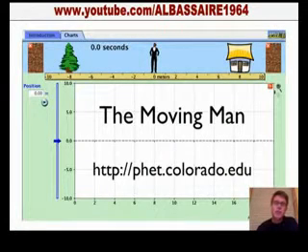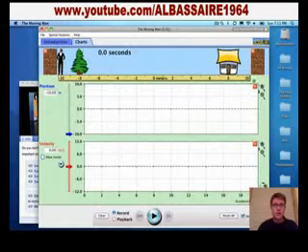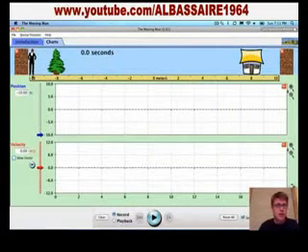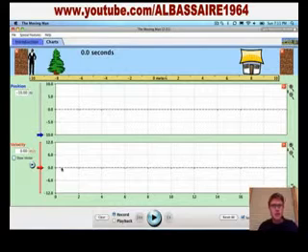Again, we're going to use the moving man. The moving man is a simulation from the University of Colorado. It's a way to move a man around and actually see how position versus time and velocity versus time will change. So let's go to the moving man. What I've done is position the moving man down here at -10, and now I have the position versus time graph, but also the velocity versus time graph. And so I have control of that.